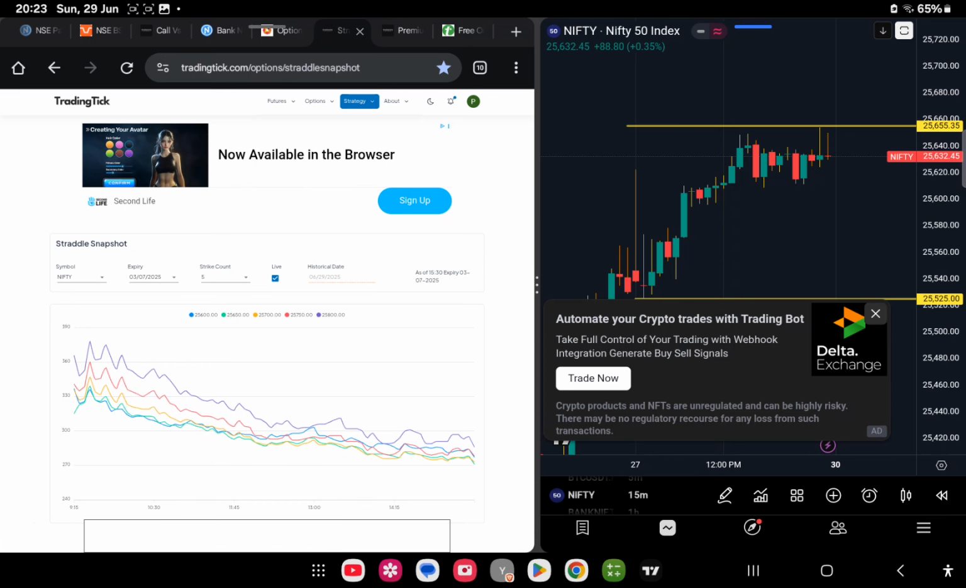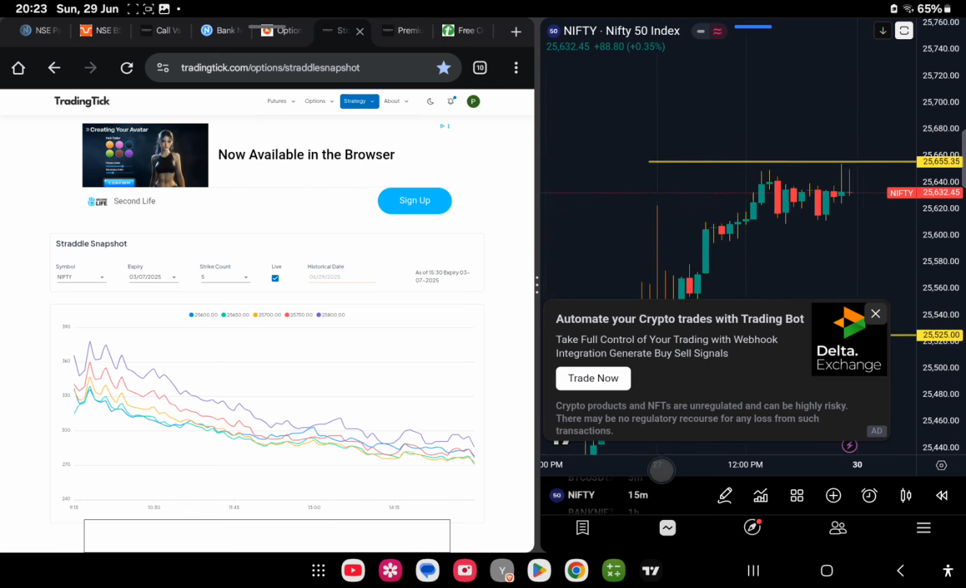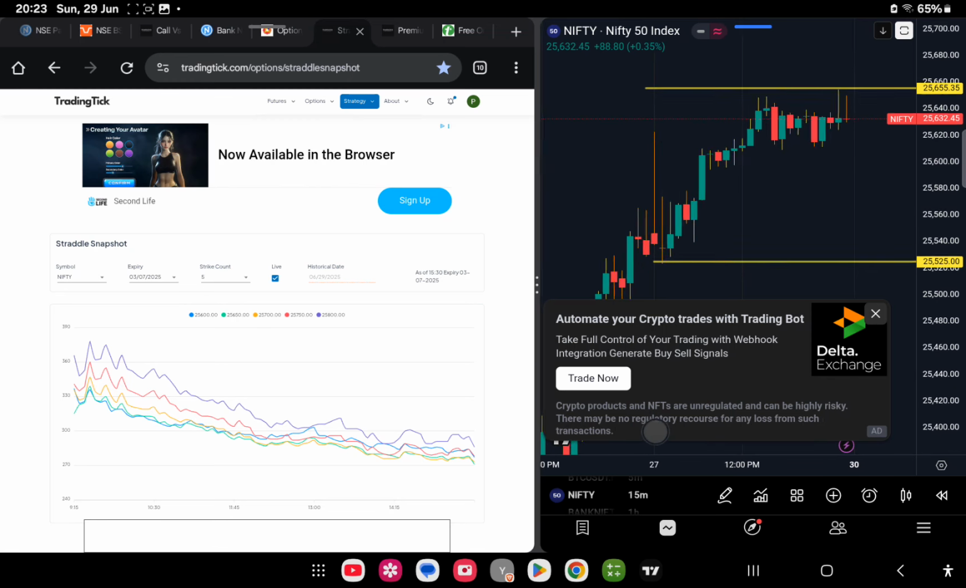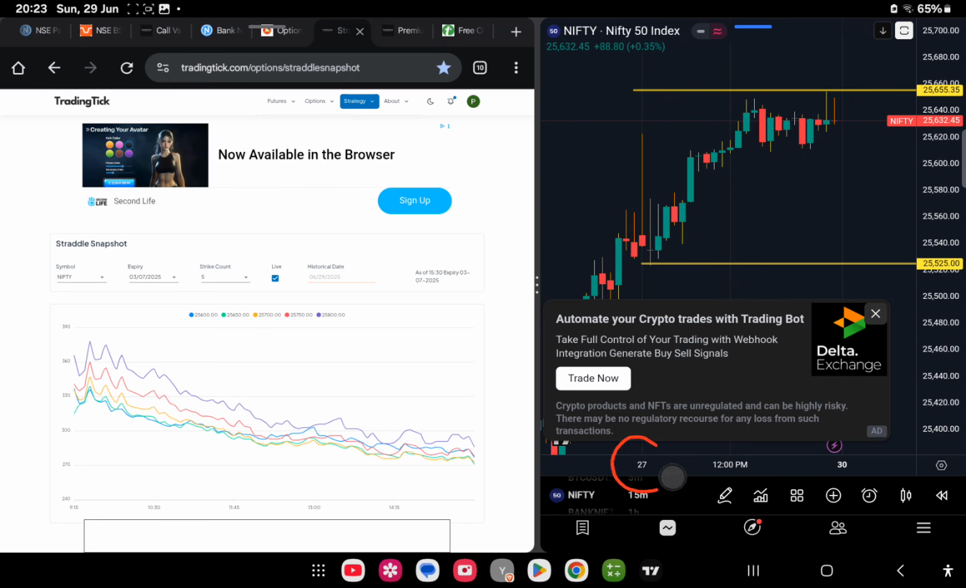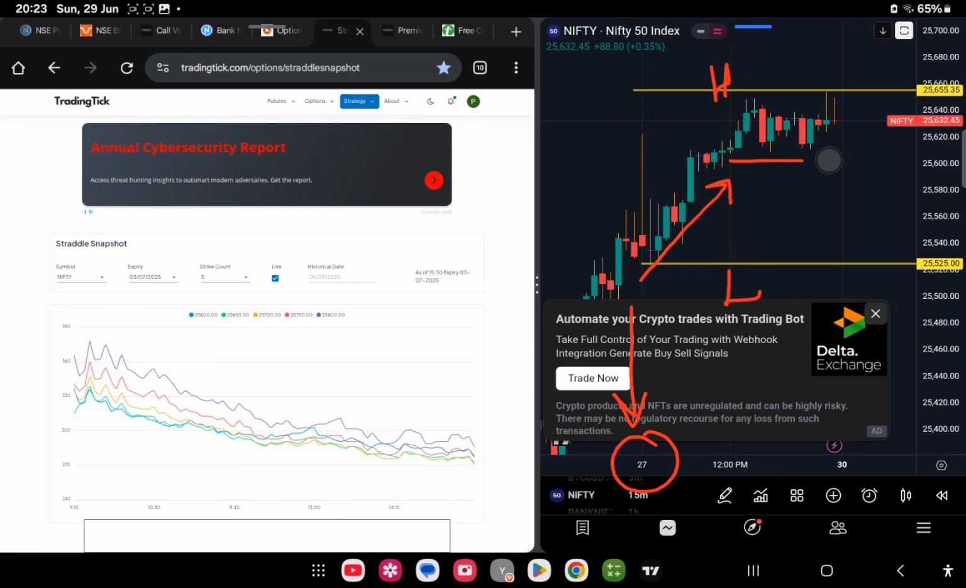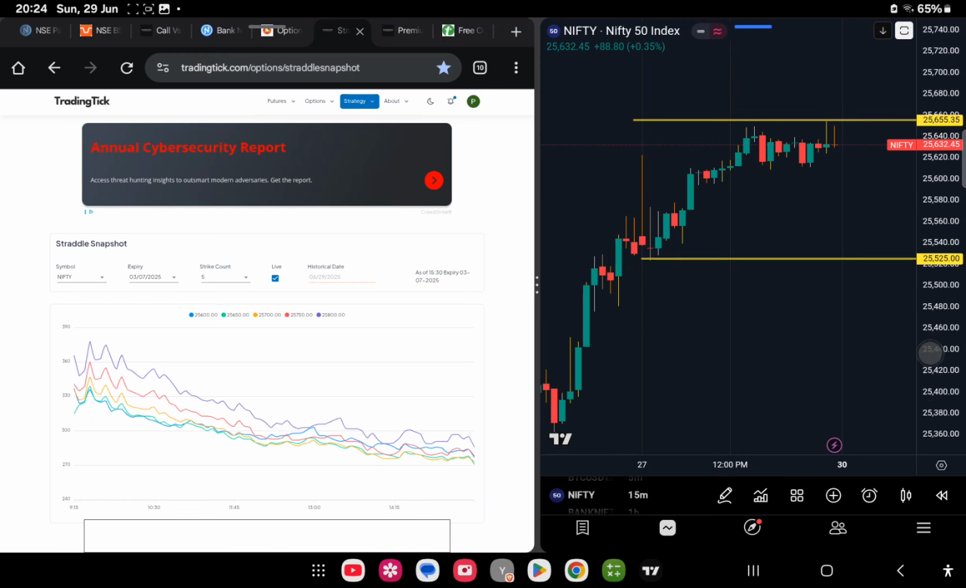I am going to pick the red color. So we'll start. This is basically the 27th. Here you can see the range, the low and the high. The first half it was trending, and the second half it was range bound, sideways. Here also you see, first half trending, it was falling, and then it went more range bound. Now let's understand the details.